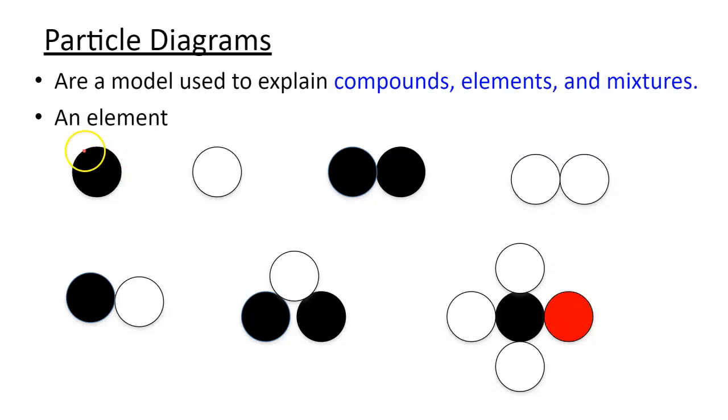So an element is either a single circle, okay? This one and this one would be two different elements because they're two different colors, or two of the same colored circle together. Compared to a compound, which is going to be two or more different circles together. So this would be one type of compound. This would be another compound that could form with those same elements in a different ratio. And this would be a third compound that's composed of three different elements.